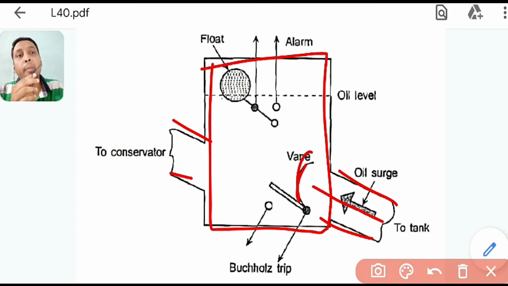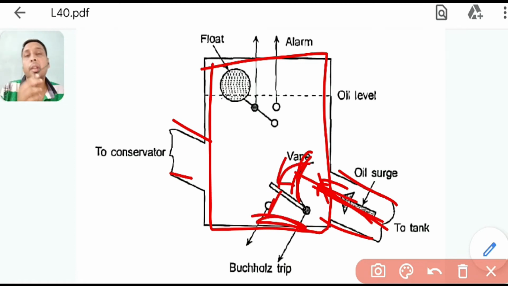If your oil pressure is very high, if it is going at a high speed, then this will rotate back and hit this contact, the trip contact, and ultimately your transformer will trip. That will be connected to the trip circuit, to the circuit breaker, and it will be tripped if the pressure crosses a particular limit. Now there is one more thing, this is the alarm.